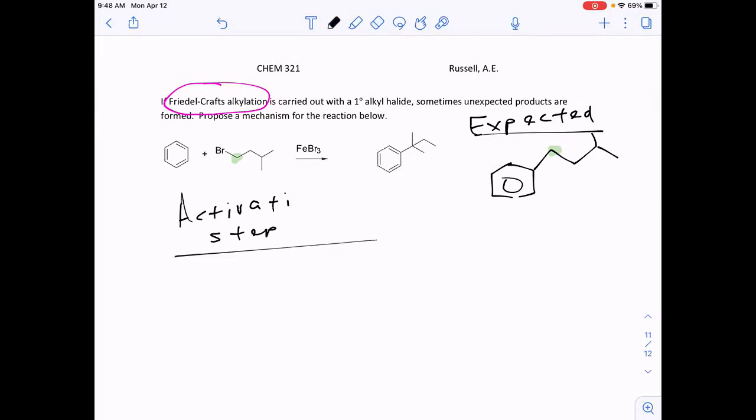Anybody? Would it be any different from the other activation steps? What's the normal process for activating that electrophile? What do you form with the catalyst? When you form a complex with the catalyst?